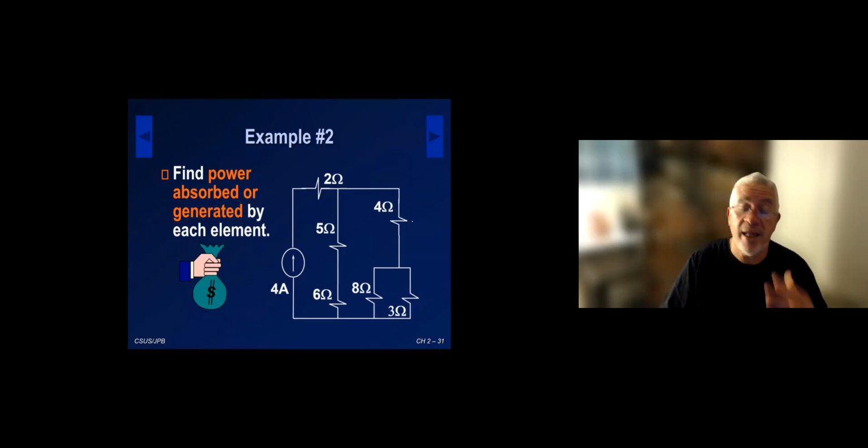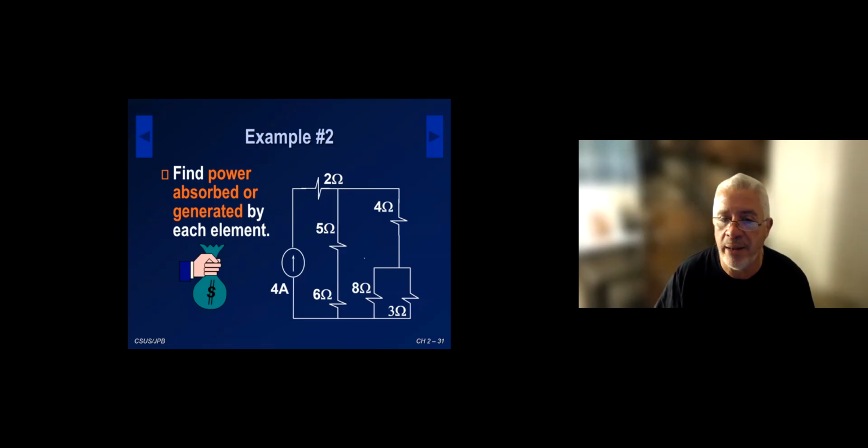So I'm looking at this circuit here. I can see what's in series and what's in parallel. I don't think it's too difficult to see that the 5 ohm and the 6 ohm are in series, so when I add them in series, they give me 11 ohms. I can also see that the 8 ohms and the 3 ohms are in parallel, and that combination of the 8 and 3 will be in series with the 4 ohms.